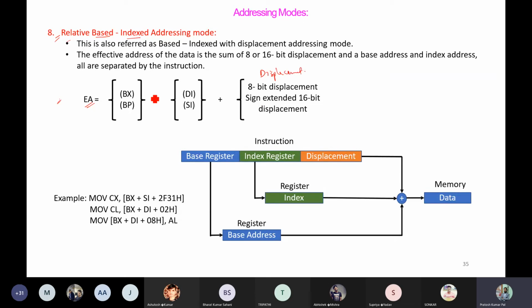Here in the instruction, a base register value will be given, an index register value will be given, and a displacement will be given. We will add the base, index, and displacement values. After adding all these three, we will get the effective address, and this effective address will give the data location. From there the data will be accessed, and after accessing, this data will be used for performing the operations. So this is called relative based addressing.